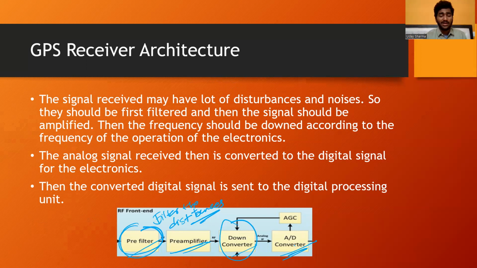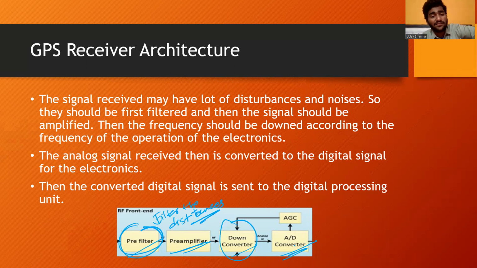So basically, we know that every analog signal has to be converted to a digital signal, so the microprocessor can understand it, decode it, process it, and analyze it, and show us the accurate output of our location. Here we can see the signal received may have a lot of disturbances and noises.